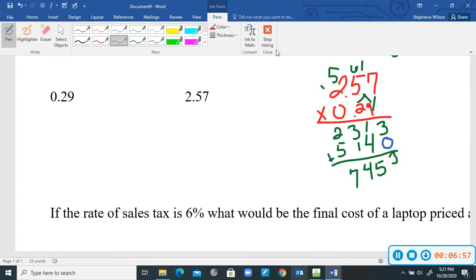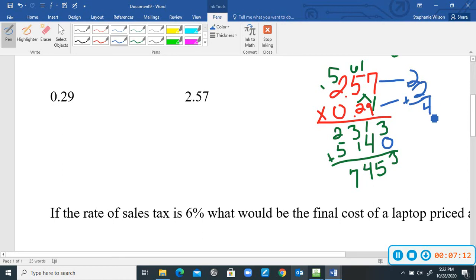We look at these numbers that we've multiplied together and ask ourselves how many decimal places are there, and this one has 2. We look at this one, and this one has 2, and we add that up. And it says I'm going to move my decimal 4 places. So I'm going to go 1, 2, 3, 4. And it goes right here, so my answer would look like this.